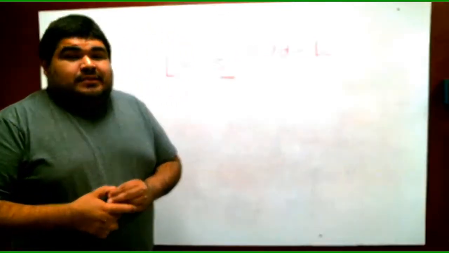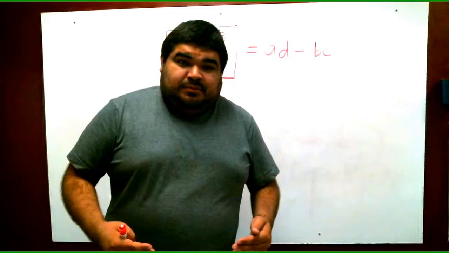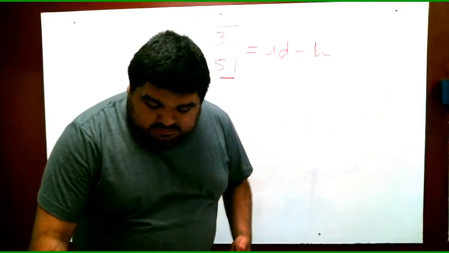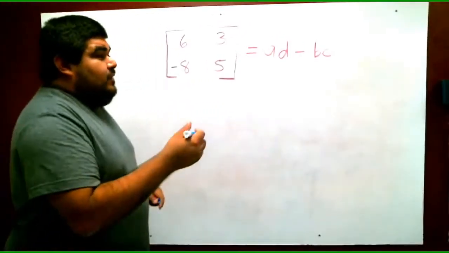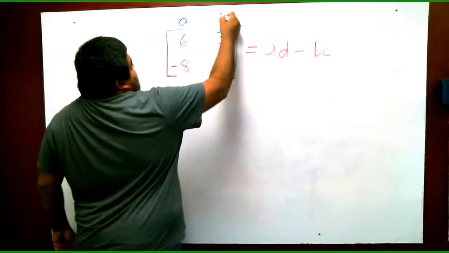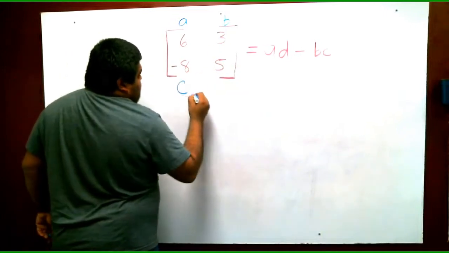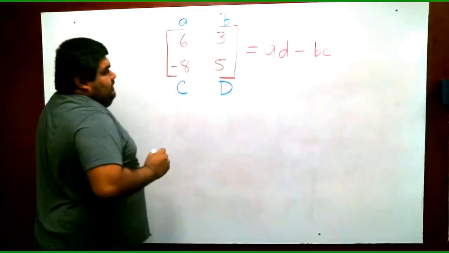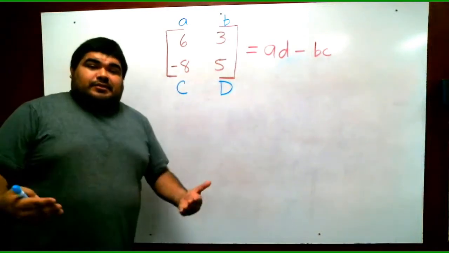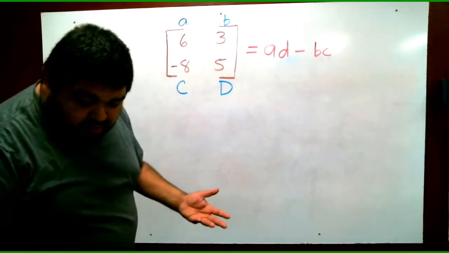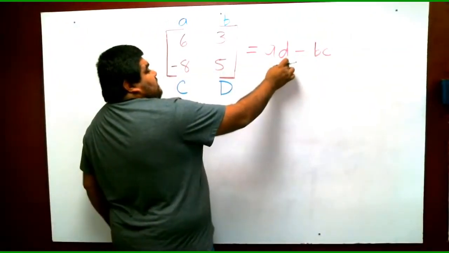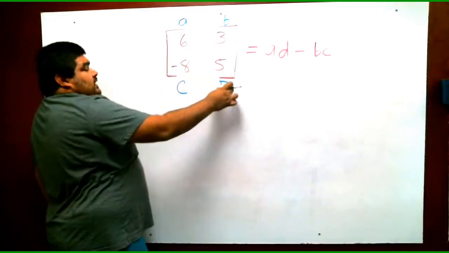Always label your problems, okay? Makes it a lot easier. So let's label this problem. We have A, B, C, and D. Now that we have a label, it makes it a lot easier to solve for. We know that the equation is A times D. So we have A times D.